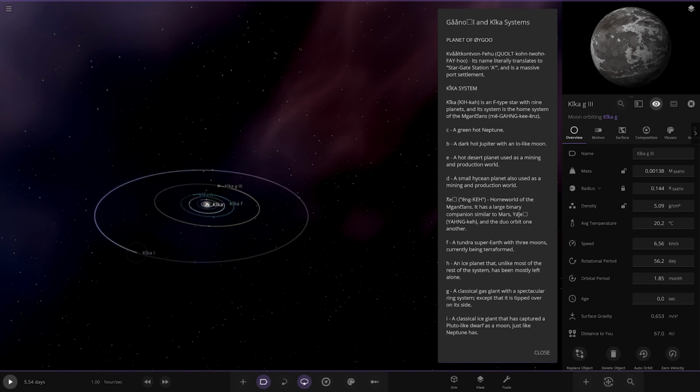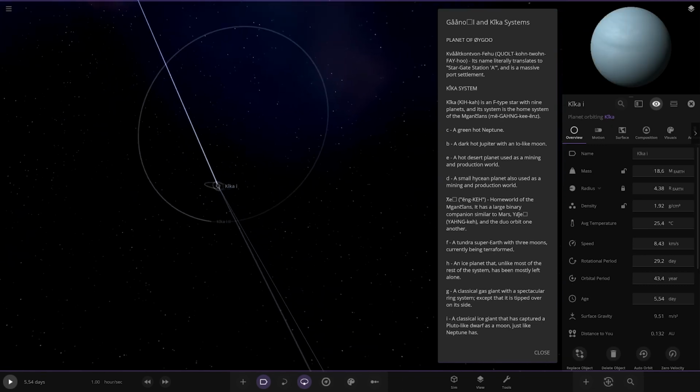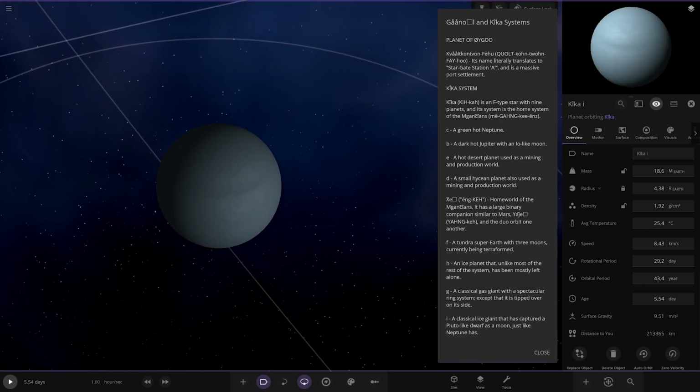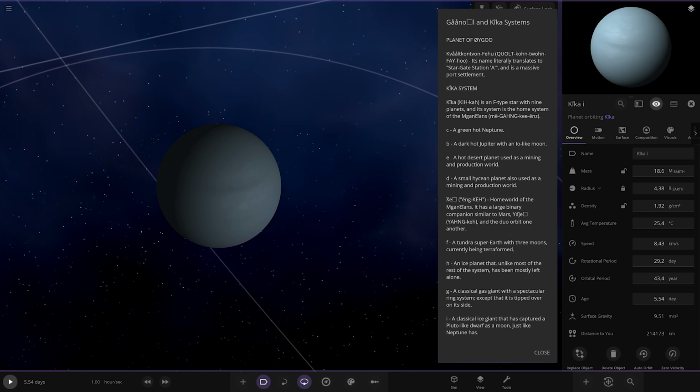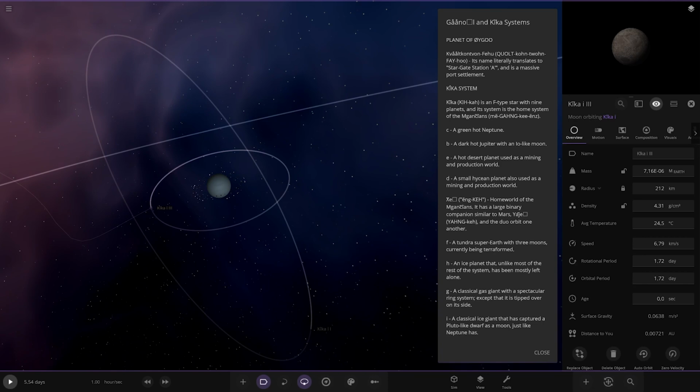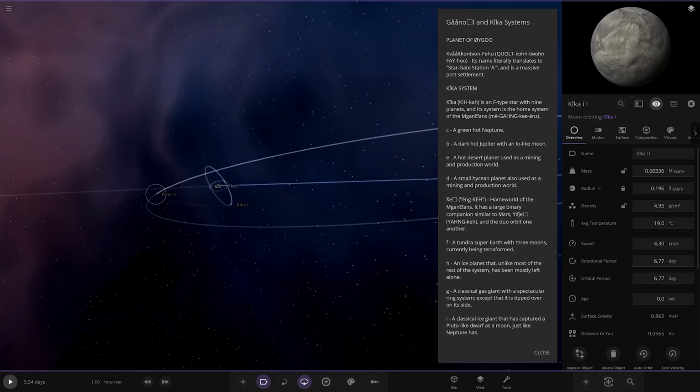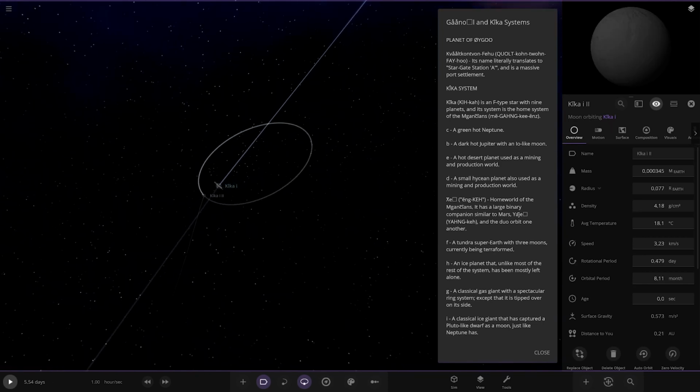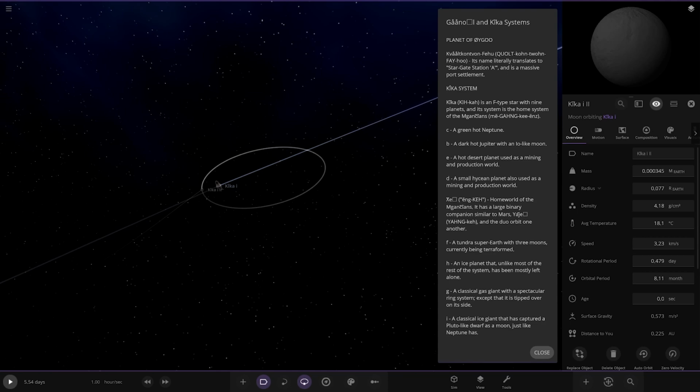So last of the planets, we have I over here, with a Uranus kind of looking blue. A classical ice giant that has captured a Pluto-like dwarf as a moon, just like Neptune has. Okay. So there they all are there. I'm guessing... There you go. Okay, cool. And that does it for this system.